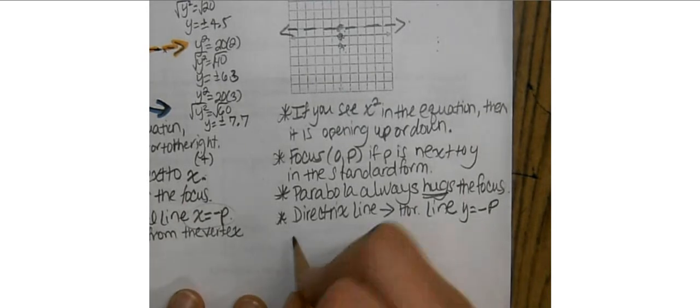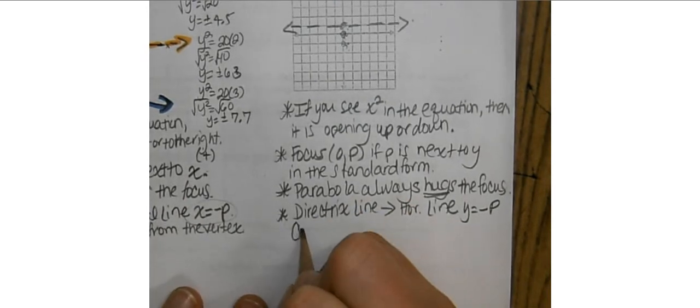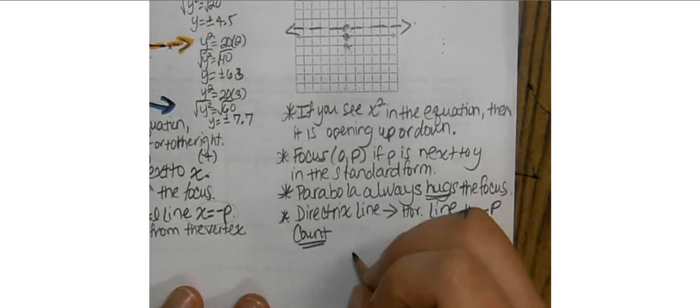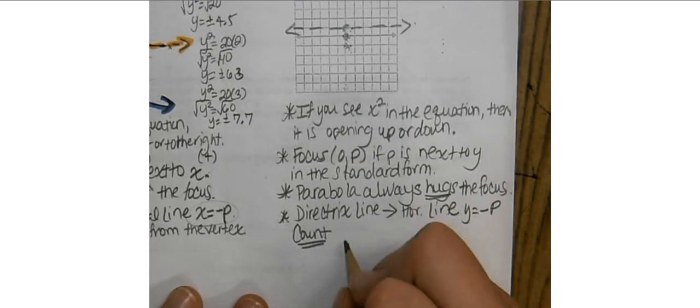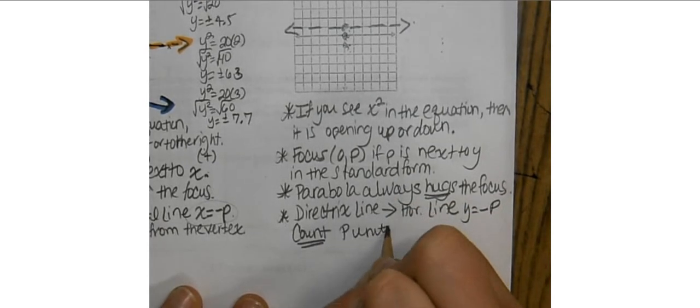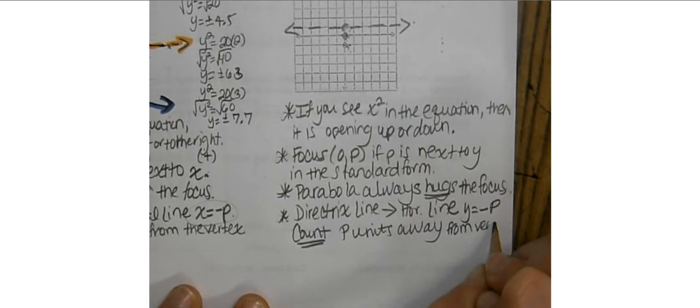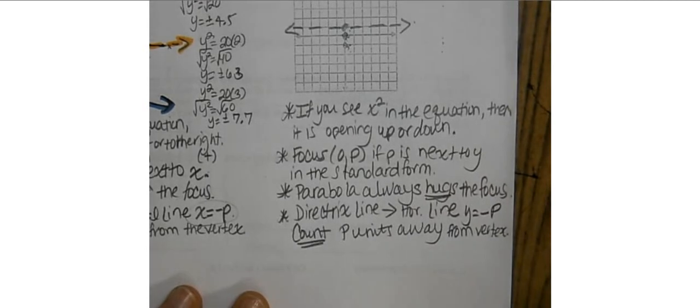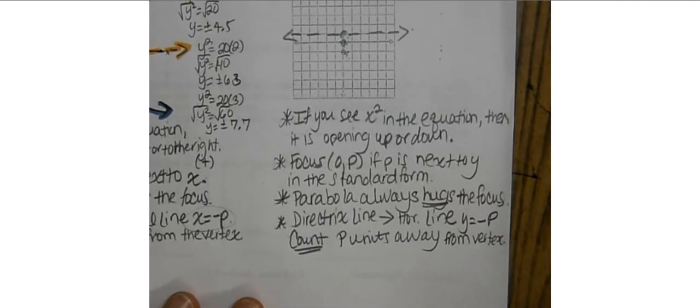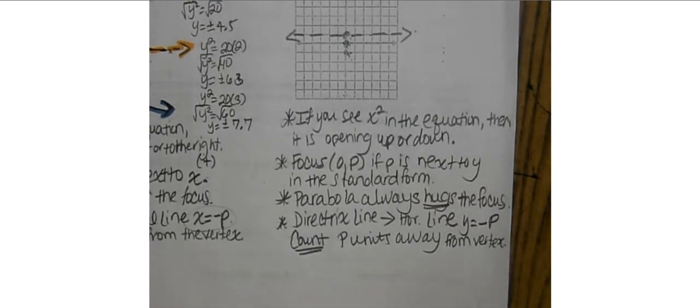And you're simply going to count p units away from the vertex. And it's going to be in the opposite direction. So if we're going down, we're going to count up for our directrix line. If our parabola is pointing up, then we're going to count down for our directrix line.